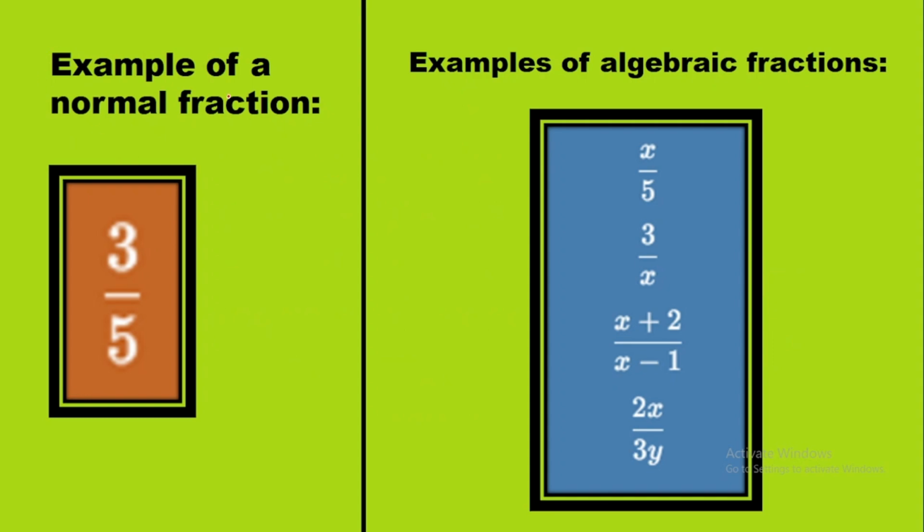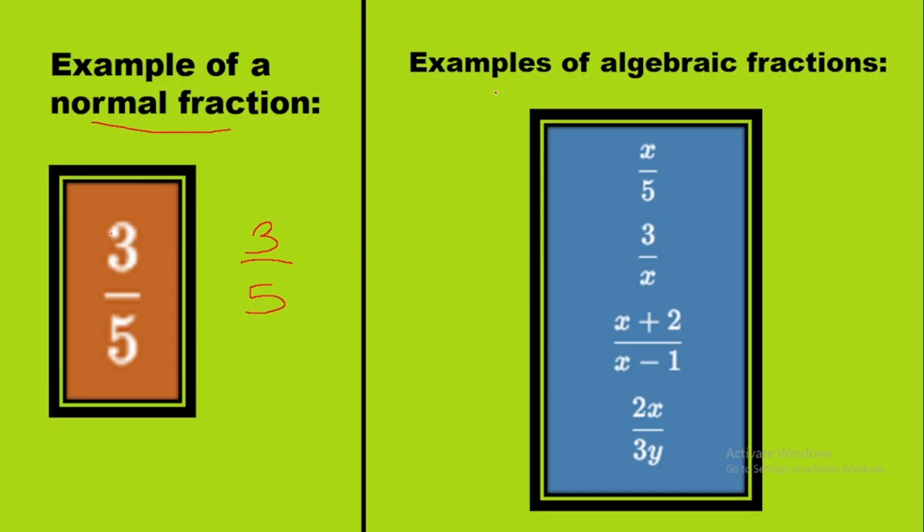Now, this is an example of what we will consider a normal fraction, right? So here, this is 3 over 5. So this is just an ordinary fraction. And what you realize about this fraction is that it has no letters. No letters are there at the top part of the fraction or the bottom part of the fraction, meaning there's no variable.